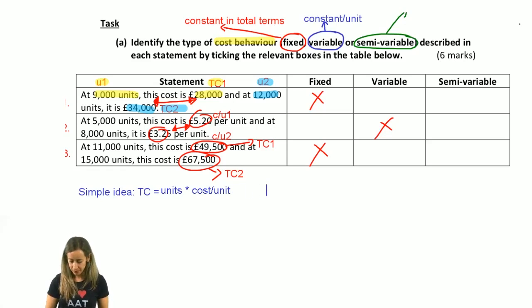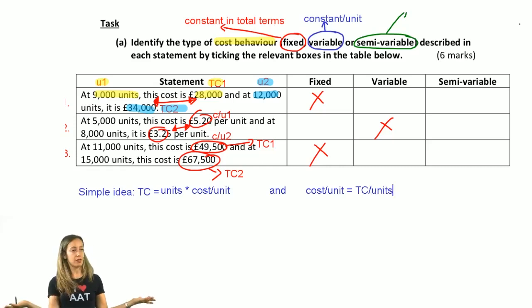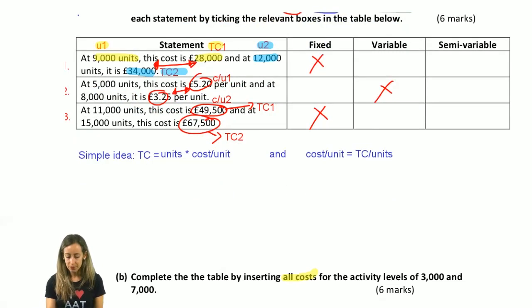And of course that means, if we want to calculate the cost per unit, we just rearrange this and we can say the cost per unit is equal to the total cost divided by the number of units. So this simple idea will help us now determine the cost behavior of the three types of cost. And I'll just have a little table here. I'm going to split my page into three like this.